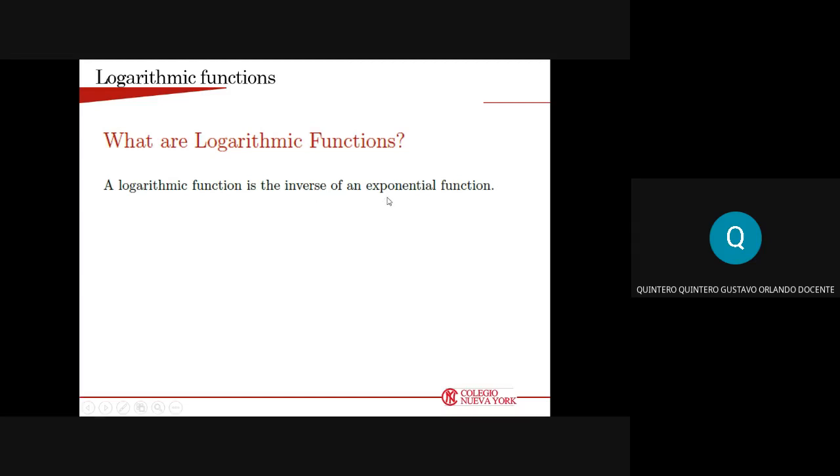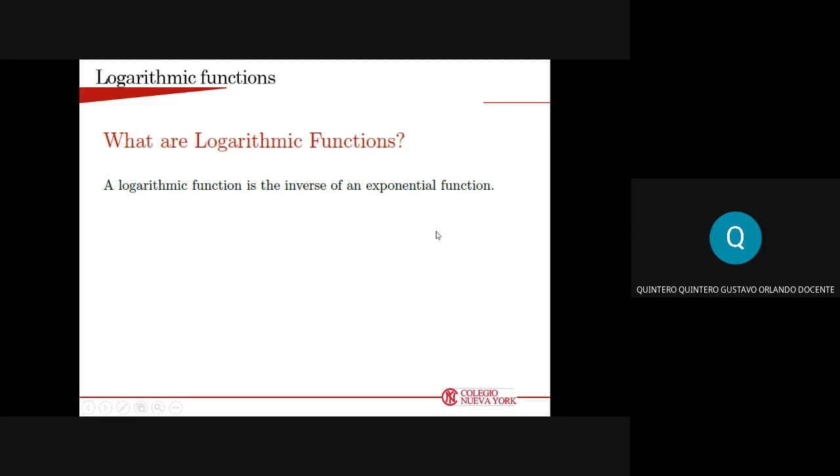So what is the inverse of addition? Well, we know the inverse is subtraction, right? The inverse of plus is a minus. What is the inverse of, I don't know, division? Well, the inverse of division is multiplication, right? Beautiful. Well, what is the inverse of an exponential function? The inverse is a logarithmic function.